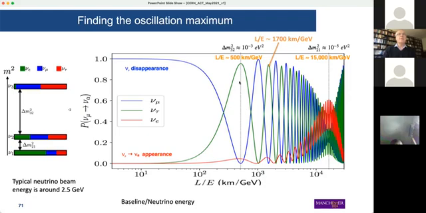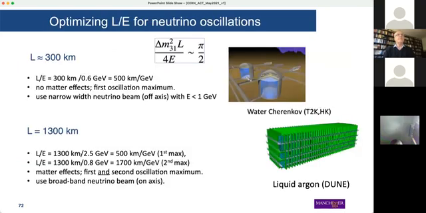And so if you look for the first oscillation maximum, this is here, and this is at an L over E of about 500 kilometers per GeV, and the second oscillation maximum is at about 1,700 kilometers per GeV. So, let's say we had a 1 GeV beam, we would choose our first detector location at 500 kilometers, our second detector location around 2,000 kilometers.